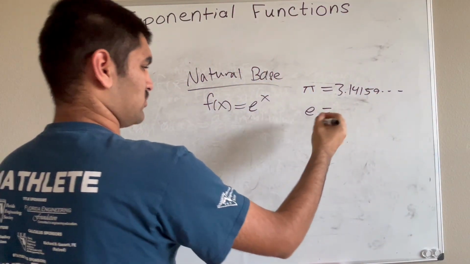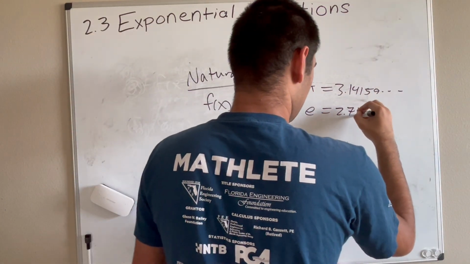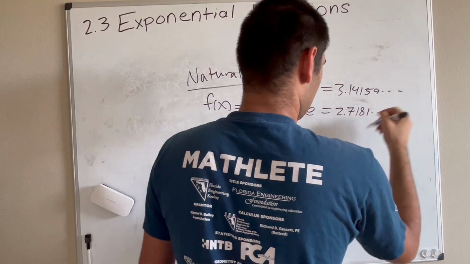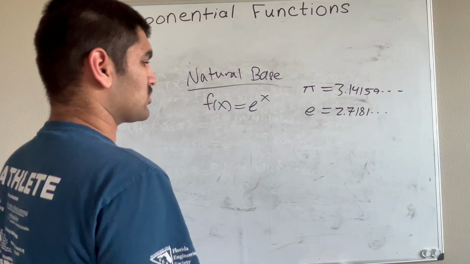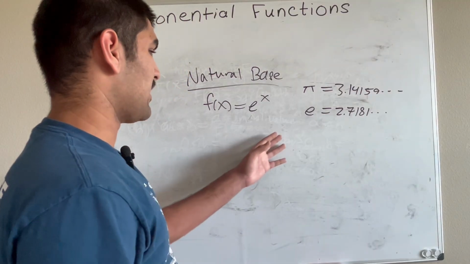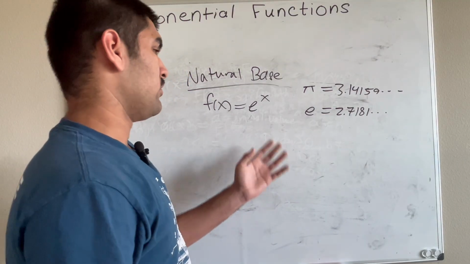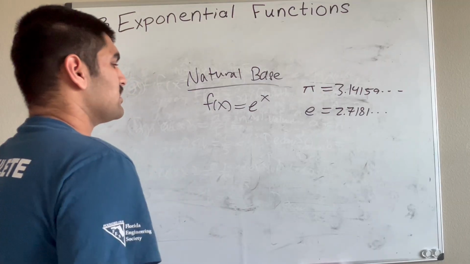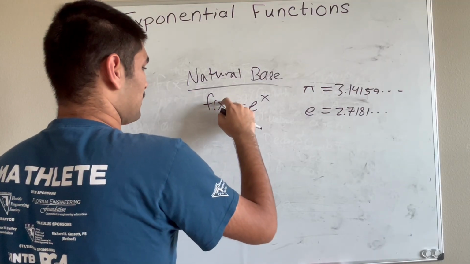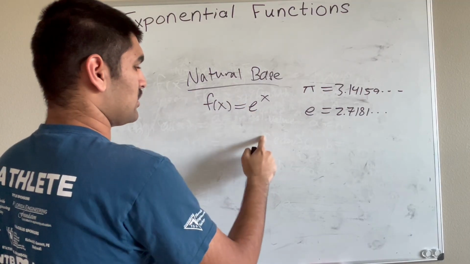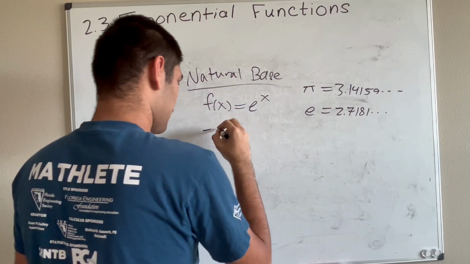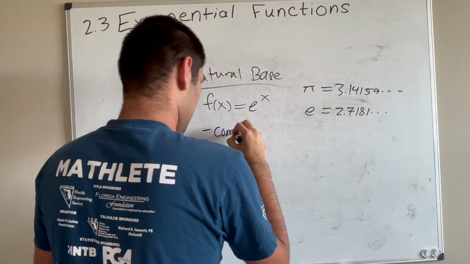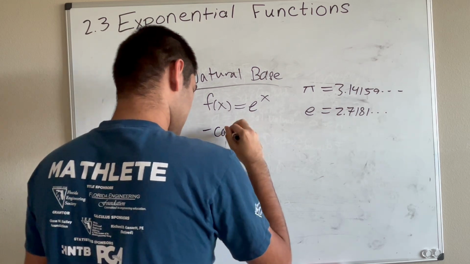e is a similar special number. e is equal to about 2.7181, and that's all I know. But it's a special number like pi. And it's called Euler's number because it was named after the mathematician Leonhard Euler. The reason you have to know this function is because it's super useful in mathematics to model things. For example, it could be used to model continuously compounded interest.